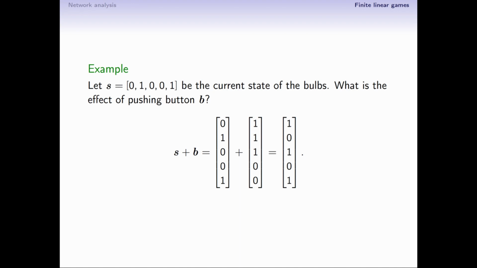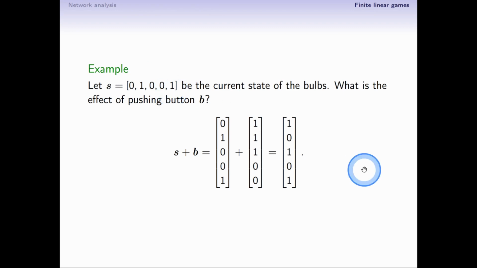Now, before we think about it in the vector sense, let's just use our common sense. Let's see what happens here. B is currently on, and its two neighbors are currently off. So when we hit button B, it's going to toggle this bulb. It's going to go from on to off, and the neighbors are going to go from off to on. And so the new state vector should be 1, 0, 1, 0, 1.